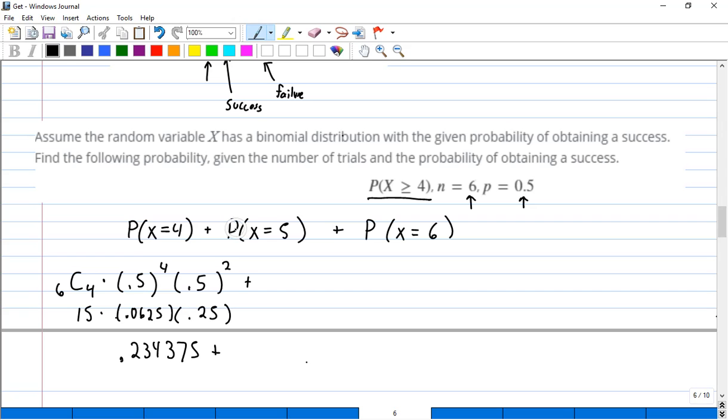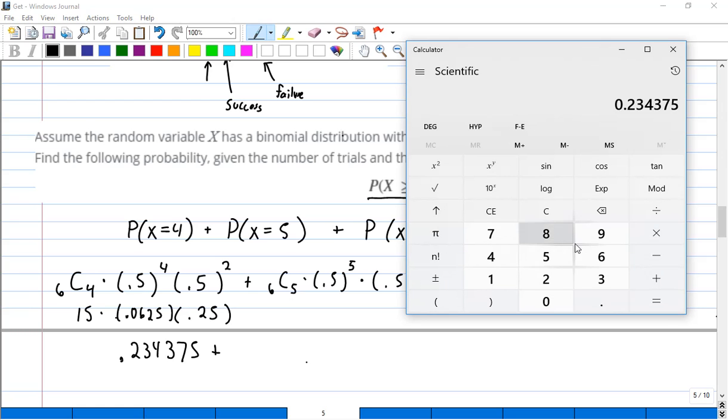Plus, now I'm going to do the probability x equals 5. So it's just going to change just a little bit. My x, instead of 4, will be 5. So this will be 6C5 times 0.5 to the x power, so it's going to be to the 5th power, times 1 minus 0.5, which is still 0.5 to the n minus x power. So 6 minus 5 is the 1st power.